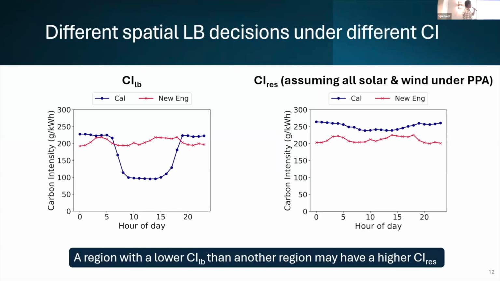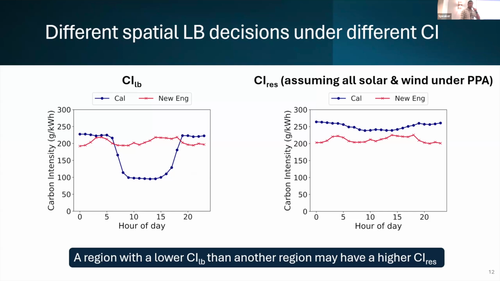Next, we assume that this CIRES information is now available in real time, which is a hypothetical scenario, but let's assume that's available. And we calculate CIRES, assuming that all solar and wind are under PPA to show the worst case again. And then we show that the optimization decisions are much different.